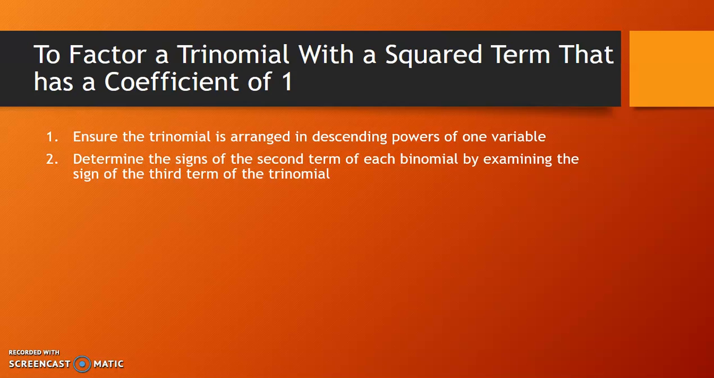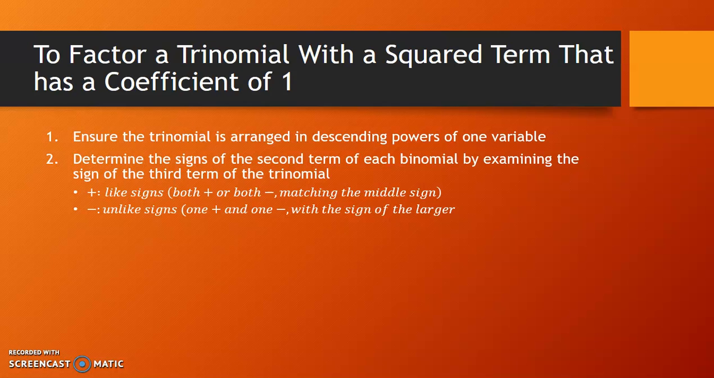Determine the signs of the second term of each binomial by examining the sign of the third term. So if you see that it's a plus sign so that they're like signs, that means that they're both going to be positive or they're both going to be negative. If you see a minus sign, that means that they're going to be unlike. So one of your numbers will be positive, one of them will be negative.